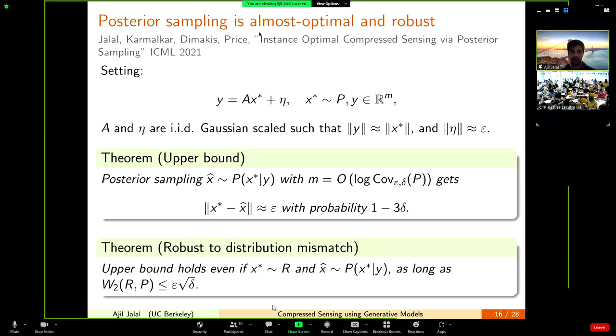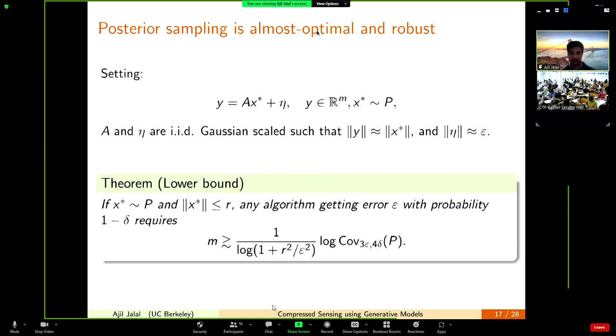And the reason I say that posterior sampling is almost optimal is that we're able to show a very close lower bound, which says that if your image is drawn according to P, and assuming it's compact, meaning that the norm of X star is at most R, then any reconstruction algorithm that gets epsilon close to X star with probability 1 minus delta requires measurements that scale as the logarithm of the epsilon delta covering number. Now, the reason I say almost optimal is that there's an extra multiplicative log 1 plus R square factor in the denominator. And the constants that multiply epsilon and delta are different between the lower and the upper bound. In the upper bound, I had epsilon and delta. In the lower bound, I have 3 epsilon and 4 delta.